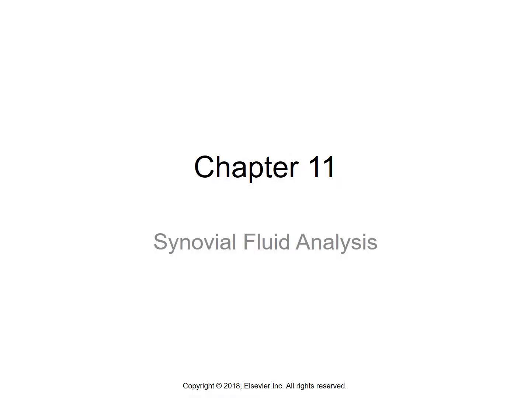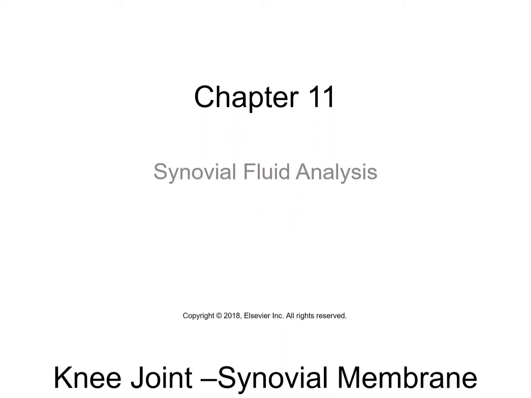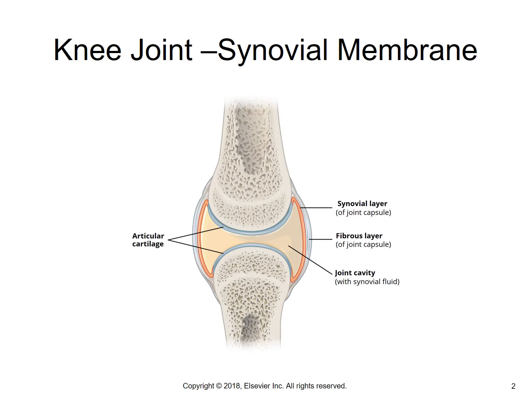Chapter 11, Synovial Fluid Analysis. Synovial membrane. The synovium is a special membrane that lines some bony joints. It's made up of a layer of single synovial cells that produce an ultrafiltrate of plasma. The point is they serve as a lubricant and transport membrane for nutrients. They contain hyaluronic acid, which makes the fluid very viscous.